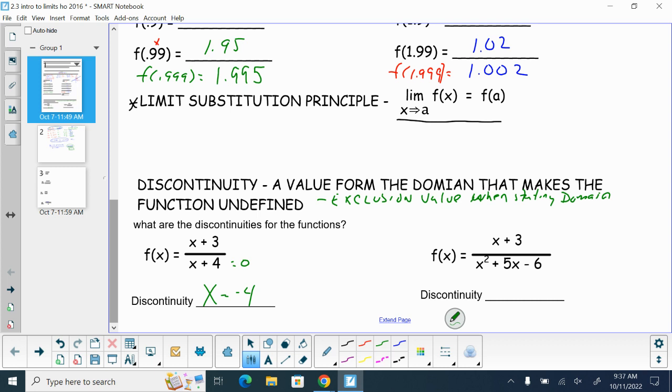Justin, what do we have for the second one? -6 and 1. Because we can factor that to x plus 6, x minus 1. Signs have to be different, so we don't use the 3 and 2. Okay? Don't use the 3 and 2 in there.